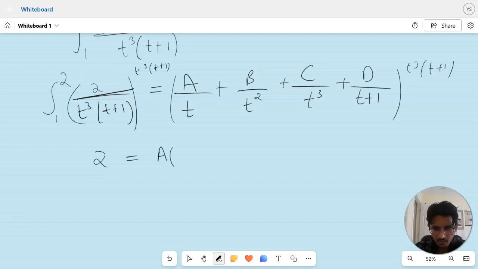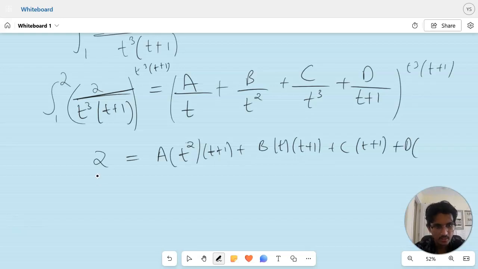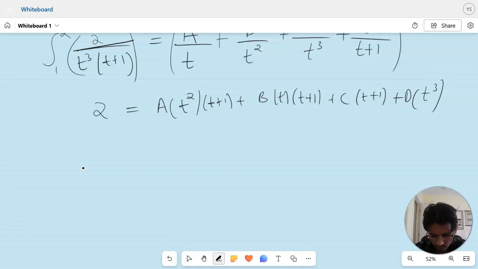Okay, A: since that one t is going to cancel out one of those t, we're going to have A t squared (t plus 1), and we're going to be going on B. It's going to be B t (t plus 1), plus C (t plus 1), plus D. That just needs a t cubed. Okay, and we can set them to their individual values.